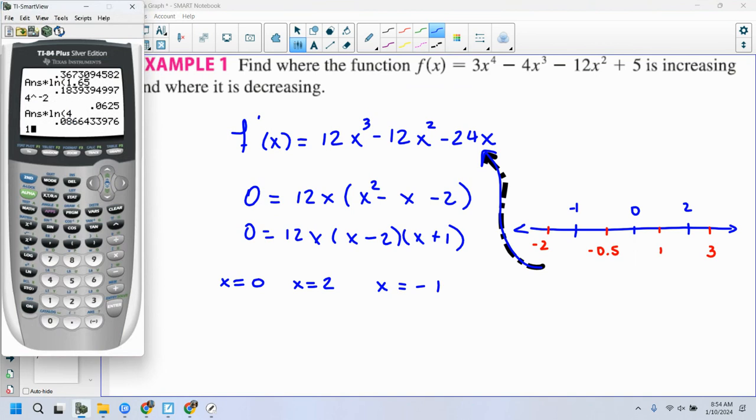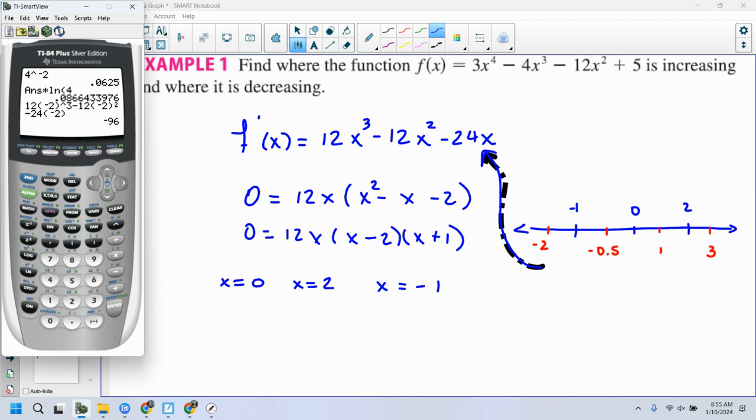Okay, so let's do so. We got 12 times -2 to the third power minus 12 times -2 squared minus 24 times -2. Just going to double check I'm putting it in correctly. 12 times -2 cubed minus 12 times -2 squared minus 24 times -2. That's -96.